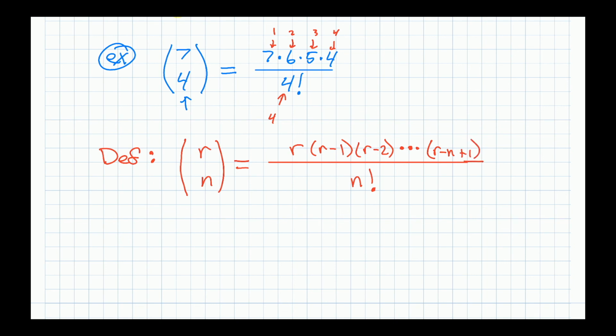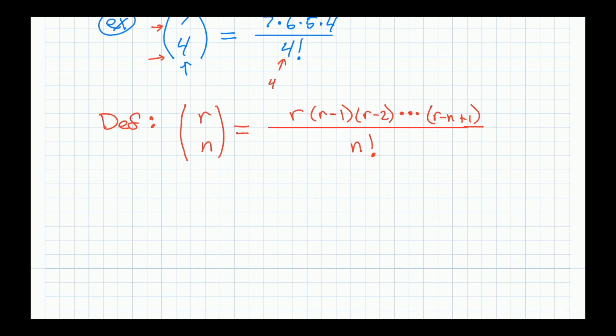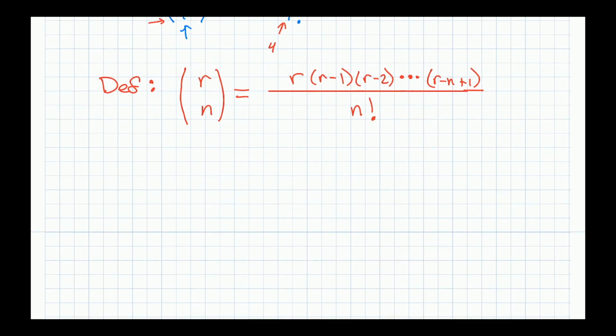That's the last number. So for example, up here, the r is a 7, and the n is a 4, right? So r minus n plus 1 is 7 minus 4 plus 1. So 7 minus 4 is 3, plus 1 is 4. And that was the last number there. Okay, so it's a little bit tricky to look at this formula here, but this formula will work even when the top is not a factorial.